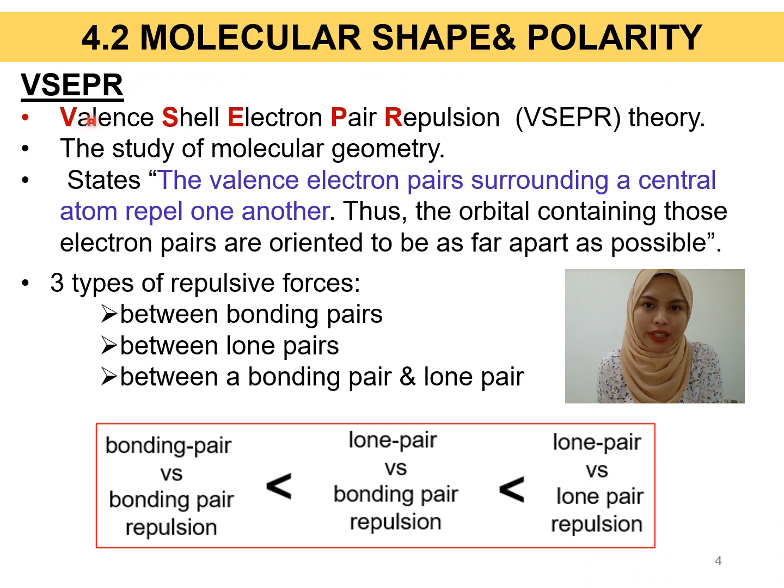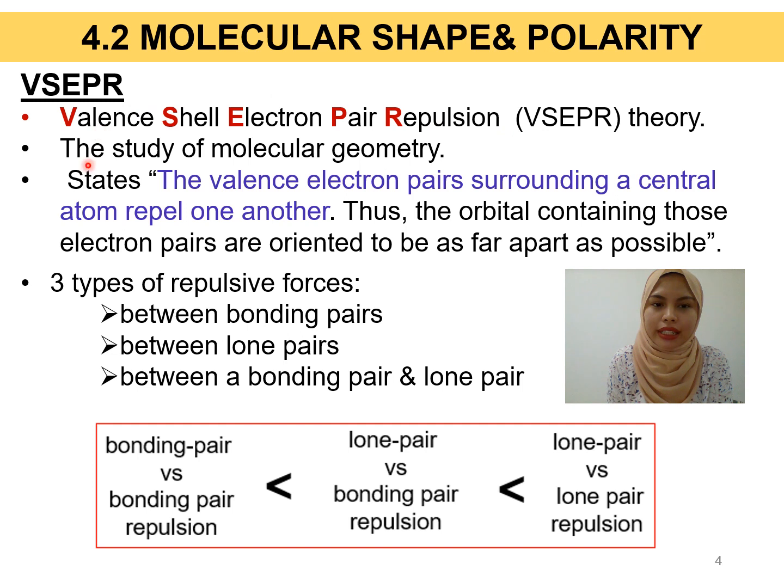Alright, so before you want to know the shape of your molecule, you need to know about VSEPR theory. Because VSEPR theory is involved in molecular shape, the study of molecular shape or molecular geometry. So what is VSEPR theory? VSEPR stands for valence shell electron pair repulsion.